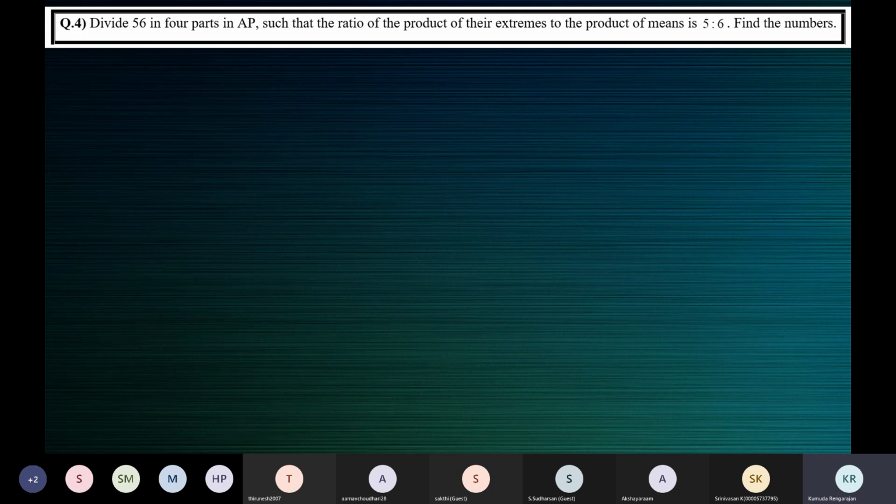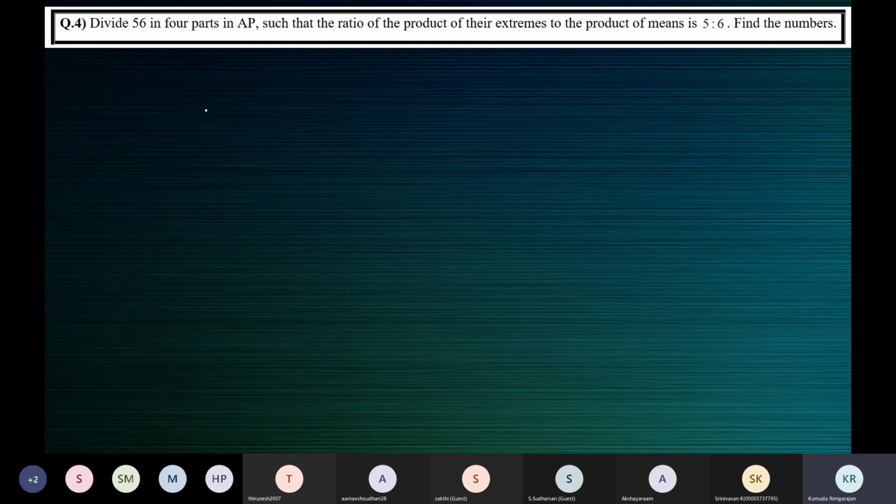Yeah, this is your next question. Divide 56 into 4 parts in AP such that the ratio of the product of their extremes to the product of means is 5 by 6, and hence find the numbers. How to divide 56 into 4 parts in AP? Ma'am, is it A minus 3D, A minus D, A plus D, A plus 3D?